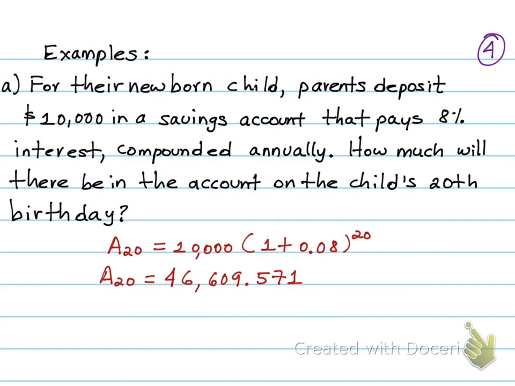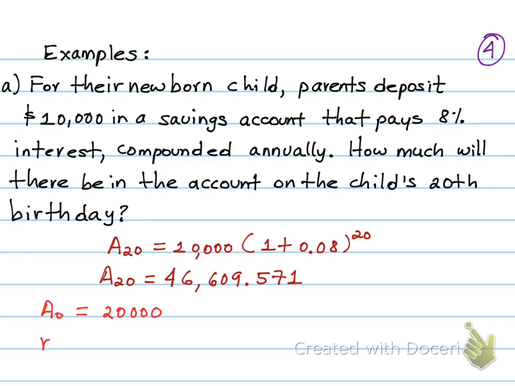So let's see some examples. For their newborn child, parents deposit 10,000 in a savings account that pays 8% interest, compounded annually. How much will there be in the account on the child's 20th birthday? Okay, we use the formula. It's a simple calculation. The original amount or capital is 20,000.